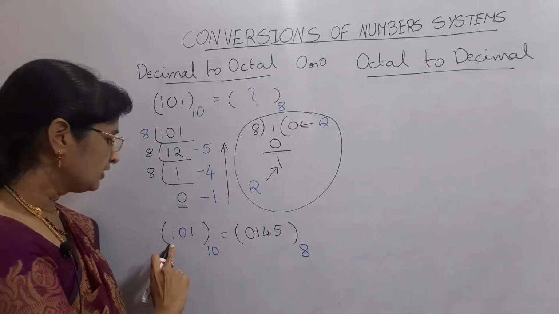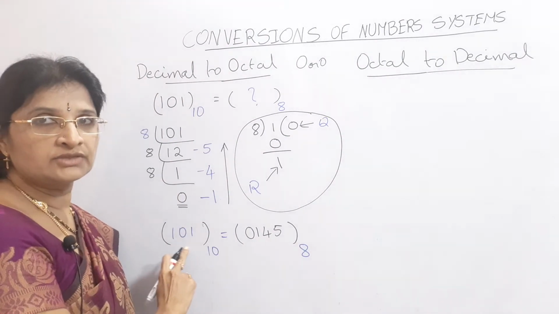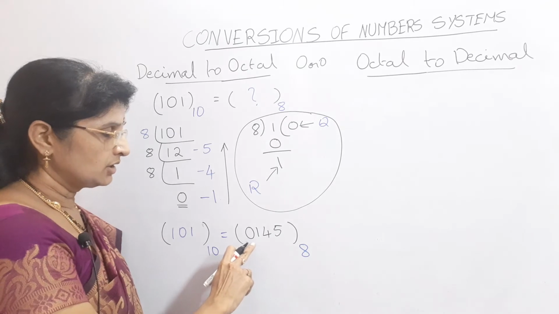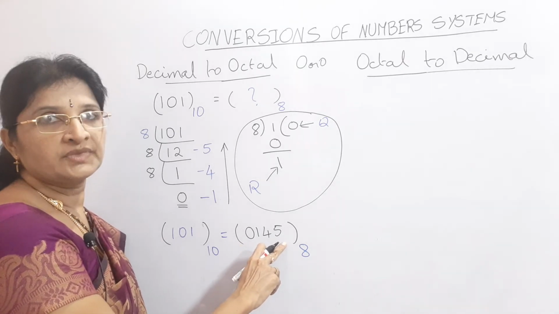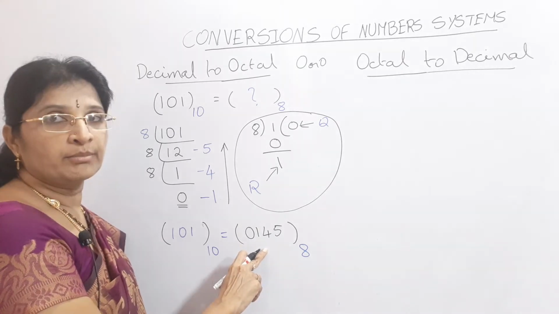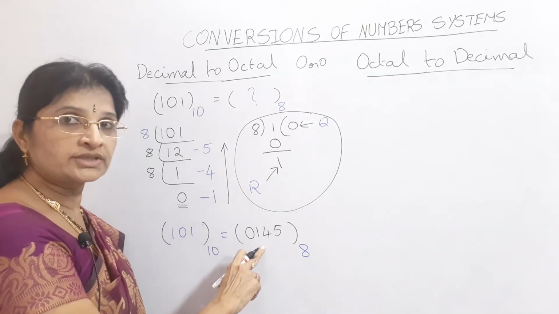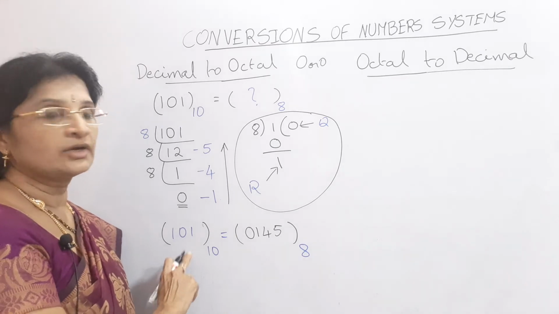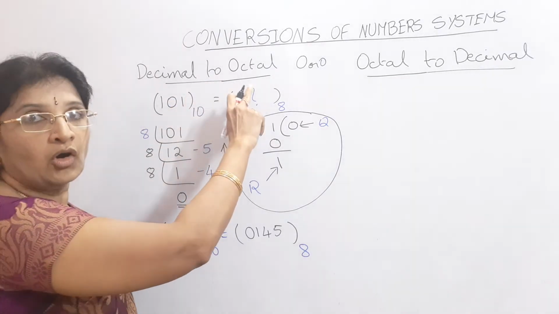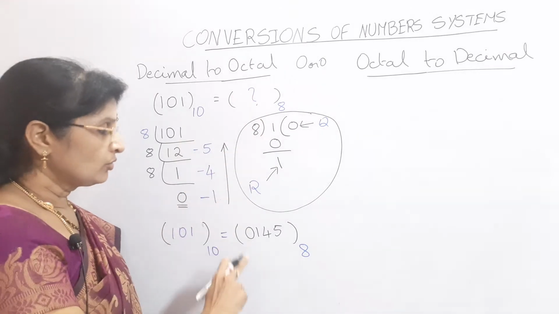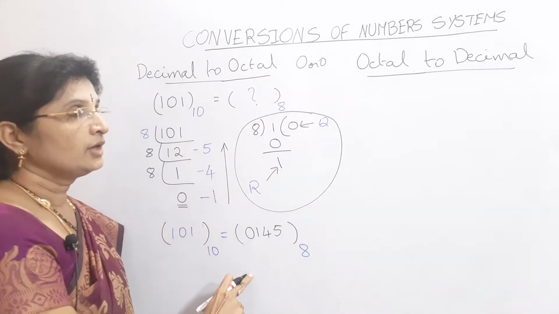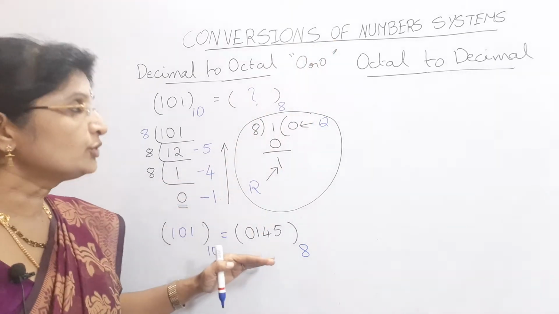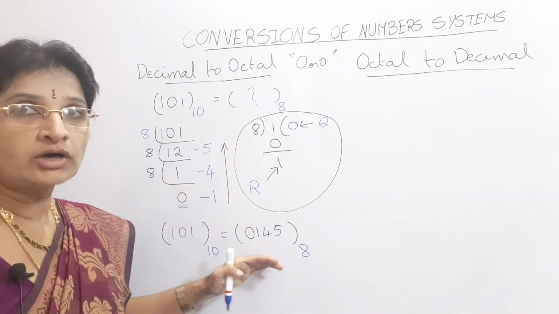The decimal number is 101, and the equivalent octal number is 145. This is the equivalent octal number for the decimal number 101. So this is how you can convert from decimal to octal. Now this process is completed. Now we will see how to convert the reverse, that is from octal to decimal.